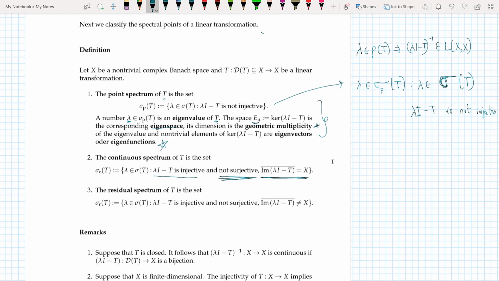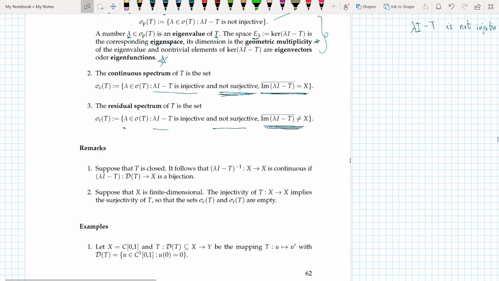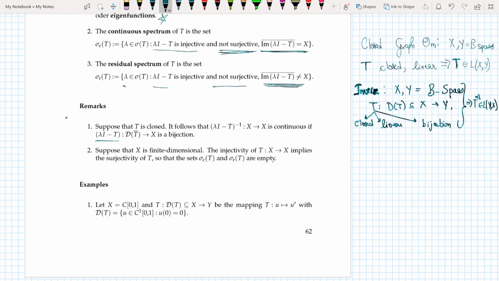And the third is the residual spectrum, the set of all lambdas belonging to sigma(T) such that λI − T is injective and not surjective, and the image is not dense in X. So this is the crux of these definitions. Now I would go to some remark. Suppose that T is closed. Now I know that the closed graph theorem tells me that if X and Y are Banach spaces, and T is closed and linear, then T is continuous.